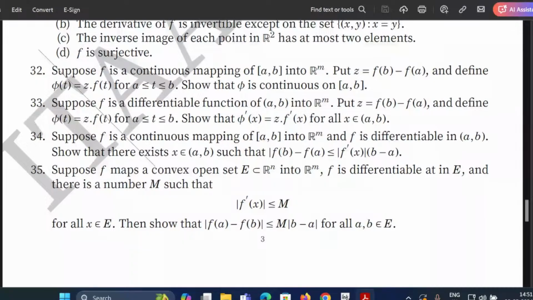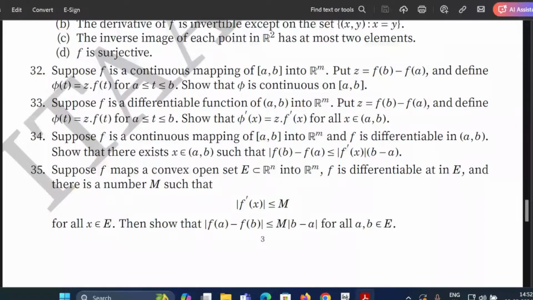Now we have a multivariable function. So in place of a closed interval we have an open set E to Rn, and f is differentiable in E, and there is a number m such that the norm of f dash x is less than or equal to m. Then show that the norm of f of b minus f of a is less than or equal to m times the norm of b minus a. So it's again a generalized version of the mean value theorem, but now from an open set of Rn to Rn.